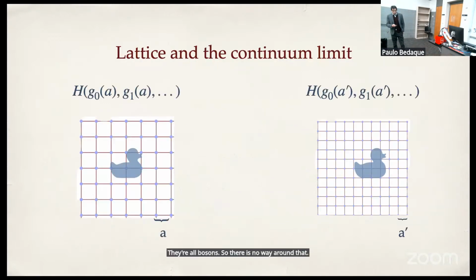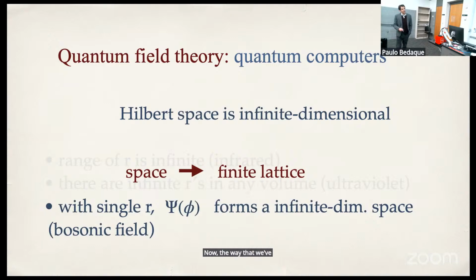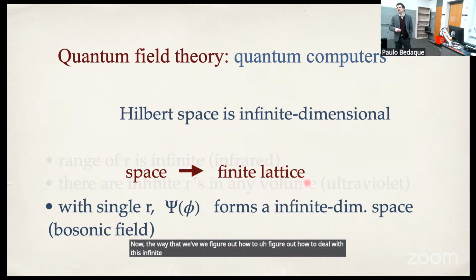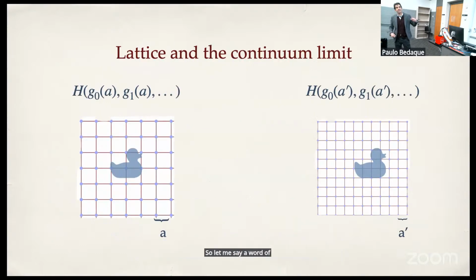Now, the way we figure out how to deal with these first two infinites, and by we I mean, not me, it's the royal we, is going to help clarify how to figure out this last problem too. So let me say a word of how we do that.